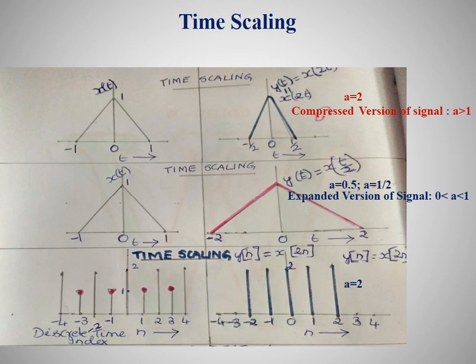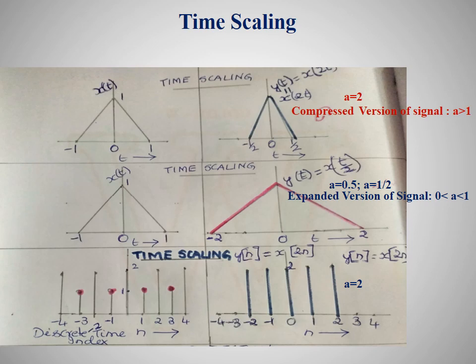However, compression happens only in the time axis. So, since a is equal to 2, it gets reduced by half, which means the value of the signal in the time axis gets reduced from 0 to 1 to 0 to half in the positive time axis, and in the negative time axis, the value between 0 to -1 gets reduced to 0 to -half.